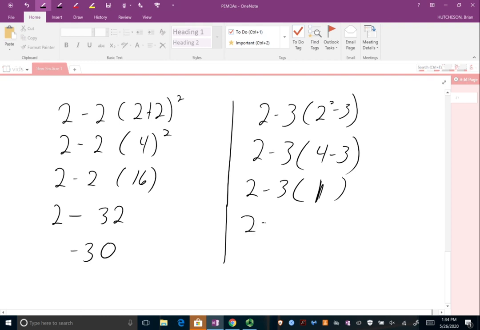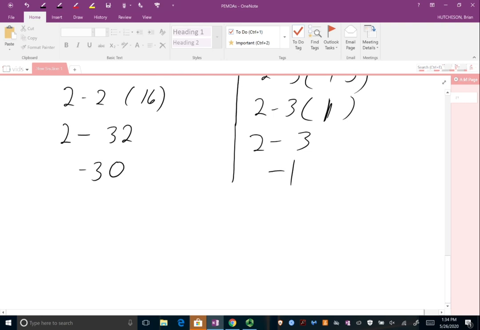Multiply or divide. Well, we only have multiplication. 3 times 1 is 3. 2 minus 3 is a -1. And we're almost done. So we get left with this. Now, a negative divided by a negative is positive. What's 30 divided by 1?